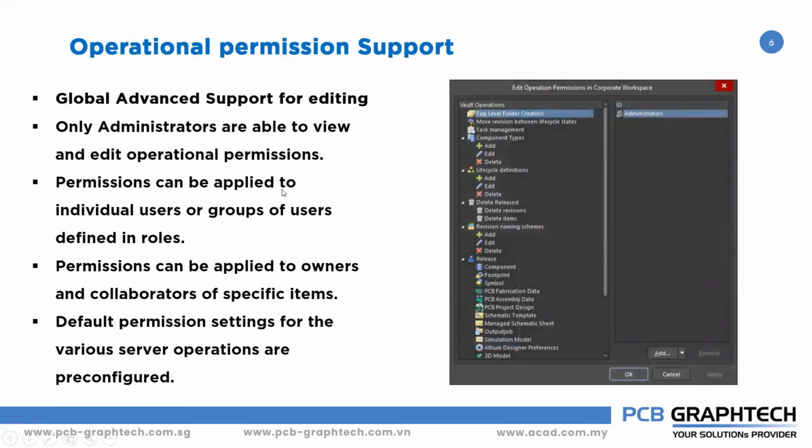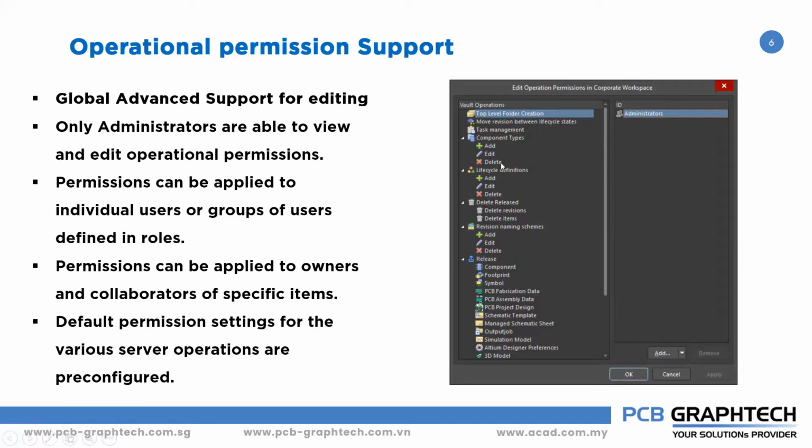Okay, then operational permission support. When you go to this operational permission support, this is for the server based. Inside the Altium Designer itself, they will see under the data management, this edit operation permissions. Okay, so in this page, only the administrator has the right to give access to users, roles, or collaborators. For example, if you see there is a component type. If this component type must be accessed only by a particular user or particular roles, the admin can give the access right to the particular user by adding the user or role here.